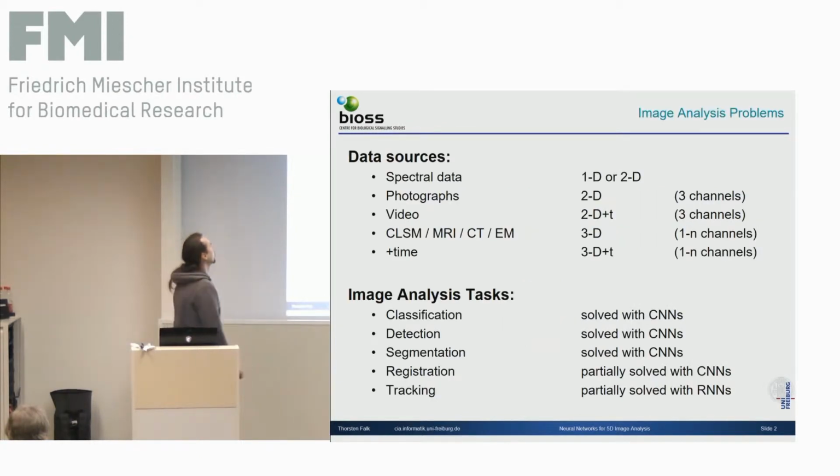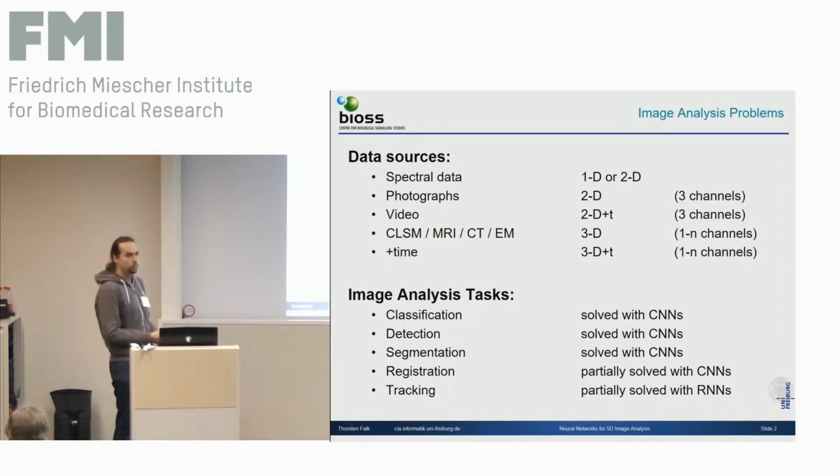Okay. So first of all, what kind of data sources are we going to process? What is possible with neural networks? Actually everything. So you can process from speech over spectral data, photographs, video. You can use microscopic data, 2D, 3D, over time, multi-channel, doesn't matter.